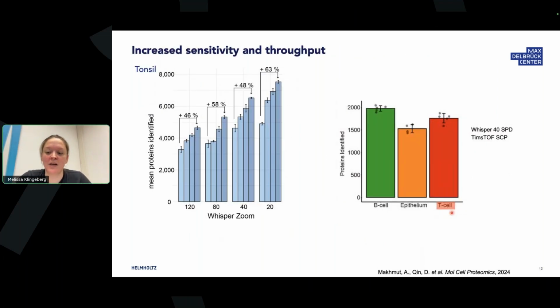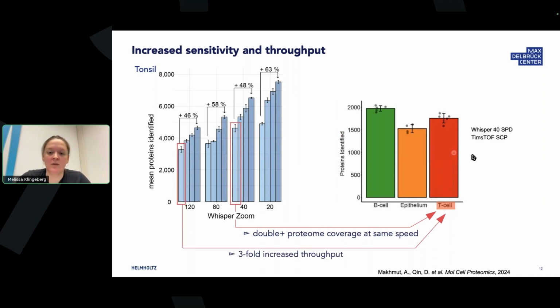And what surprised us a lot is that when we compared these results to our own studies from 1.5 years ago, where we also looked into human tonsil tissue, into T-cell areas, we can double the proteome coverage at the same speed. Here we also collected the same tissue amount. So yeah, more than 4,000 proteins here, and we quantified approximately 2,000 in this study. Or if you look at the same coverage, we can increase the throughput 3 times already.